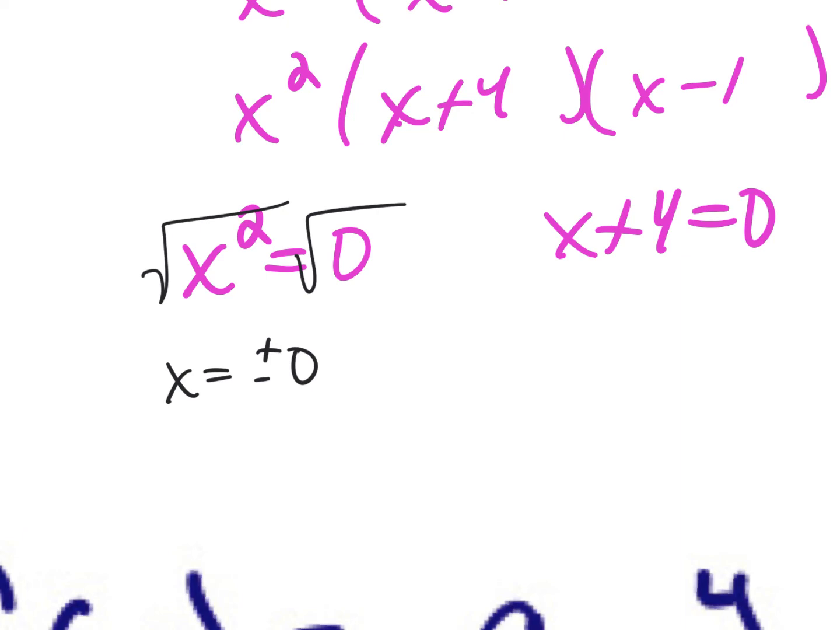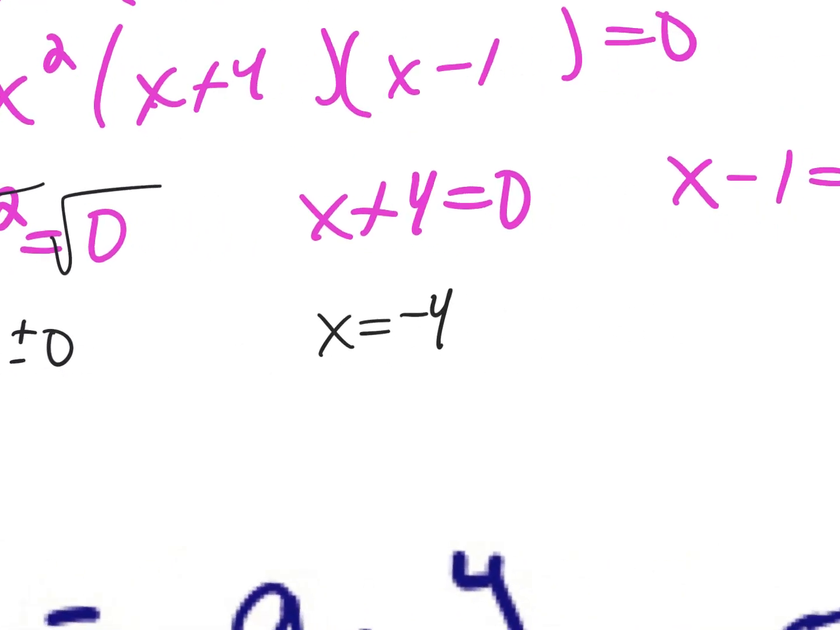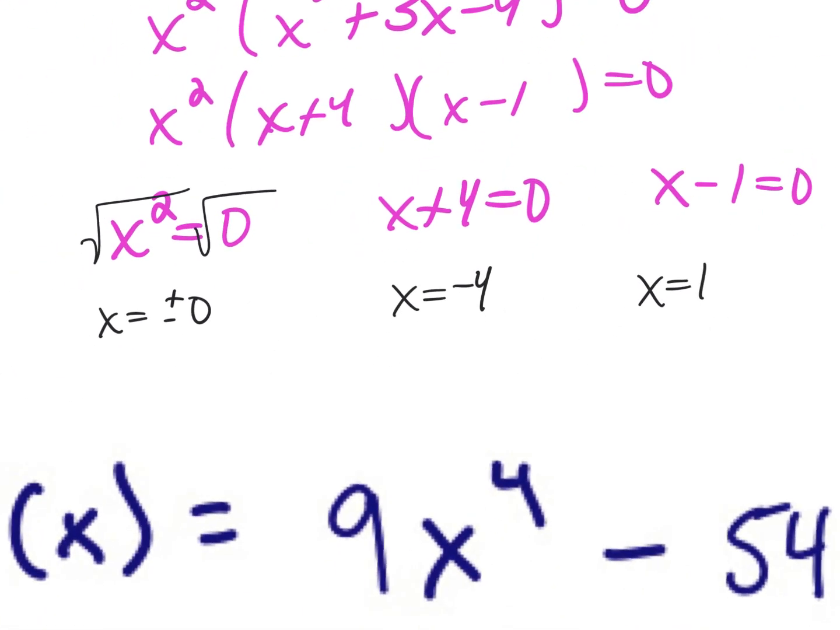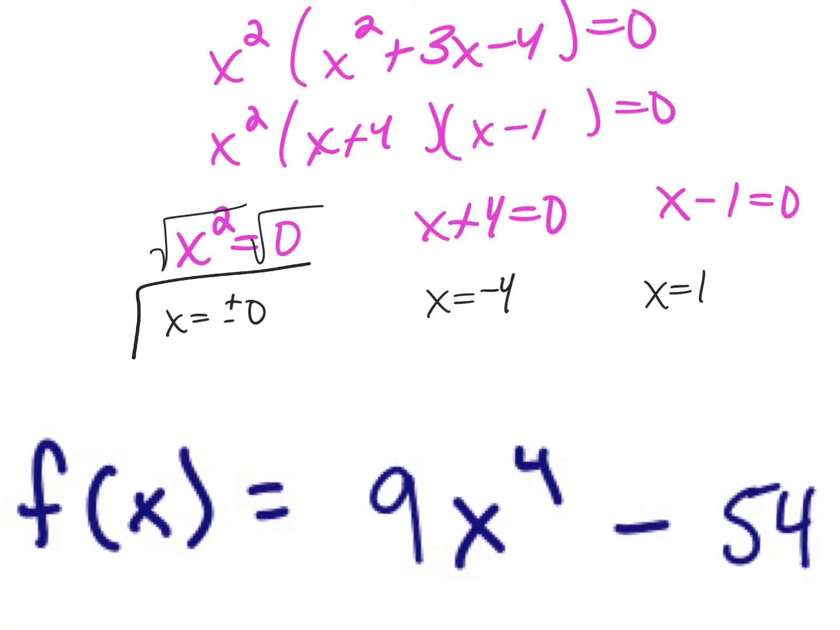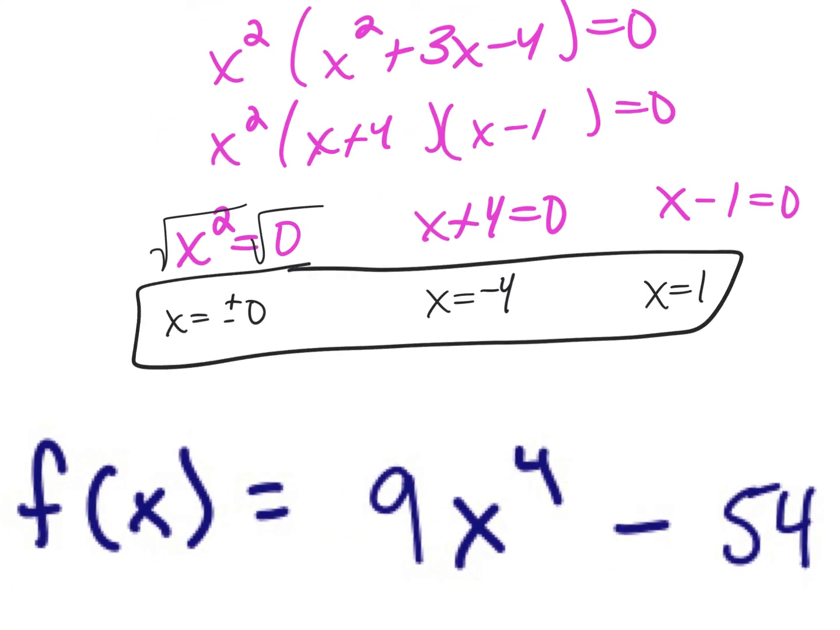So in this case, this is one of those special cases. Don't get yourselves confused. There are 2 zeros. You have x equals 0 2 times. Over here, you have x equals negative 4. And over here, you have x equals 1. So here are your zeros. You want to box them, put them just like this. That's fine. You don't have to put them on the line.